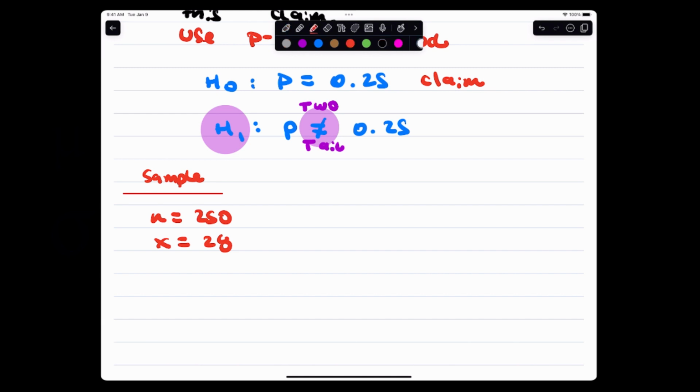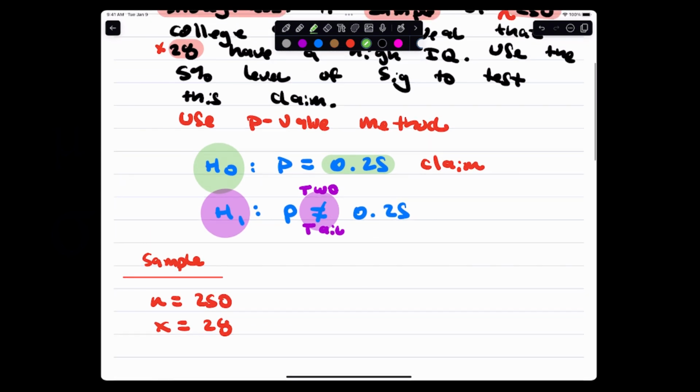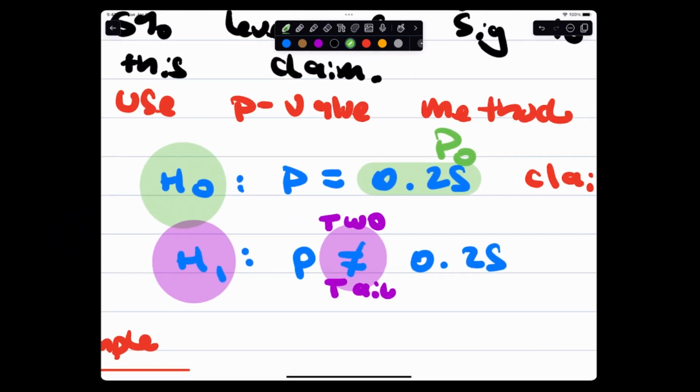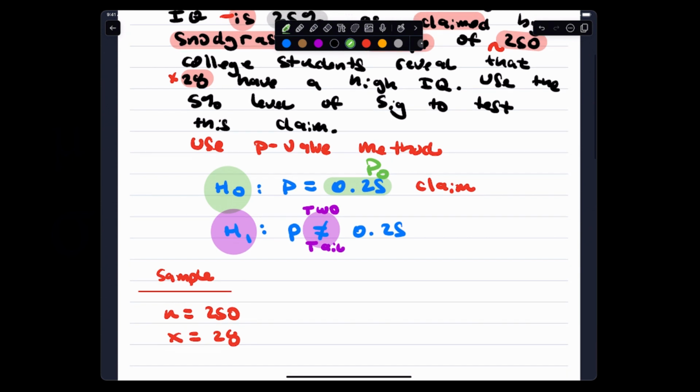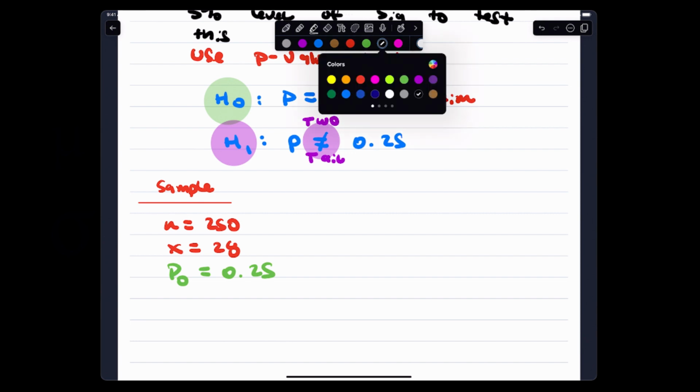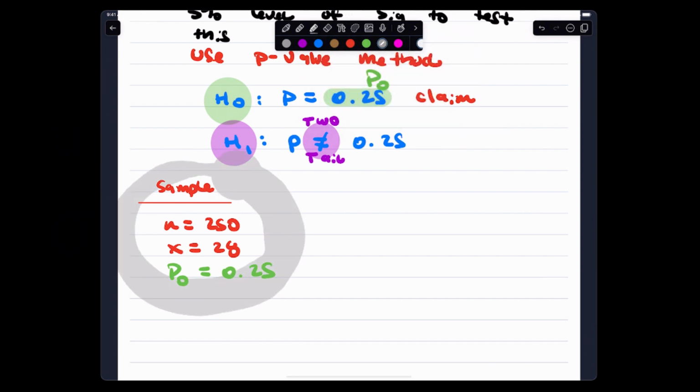You always need, what number is this? What do we call that, ladies and gentlemen? P naught. The proportion in the null hypothesis, P naught. P equals that value, so here's our P naught value. P naught is 0.25. All right. We're going to use our what? TI calculator. What do you guys use in the TI?